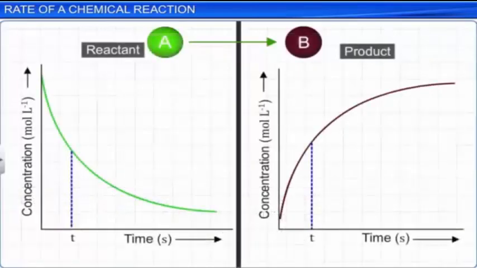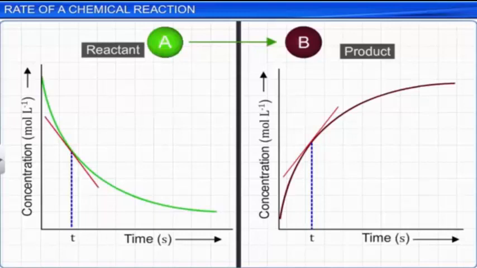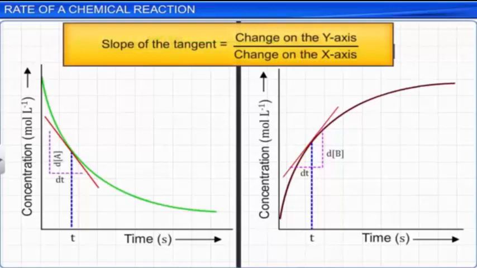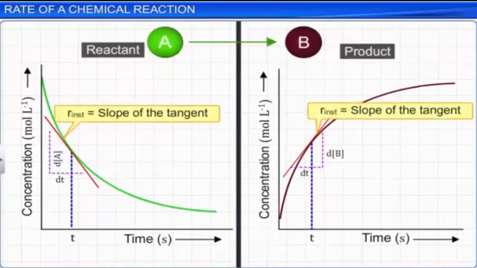Graphically, we can determine the instant rate of chemical reaction at time t by drawing a tangent at time t on the curves for the concentration of either A or B, and then calculating its slope. The slope of a tangent gives the instantaneous rate of reaction at that particular time. The change on the y-axis divided by the change on the x-axis gives the slope of the tangent. From the graph, the slope of the tangent drawn gives the instantaneous rate. R instant equal to minus dA by dt equal to dB by dt.